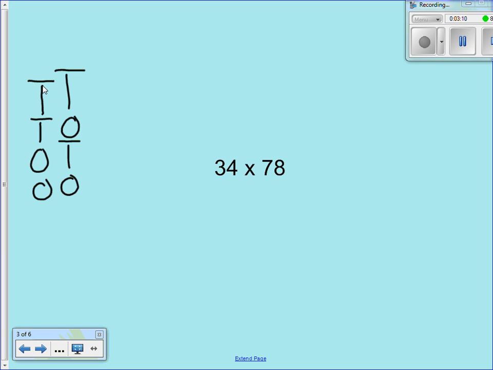Let's start with tens to tens. So I need to multiply the value of our 3 in our first factor, which is 30, times the value of the 7 in the second factor, which is 70. Now let's go to our second, tens and ones. So again, I'm multiplying the tens in my first factor by the ones in my second.